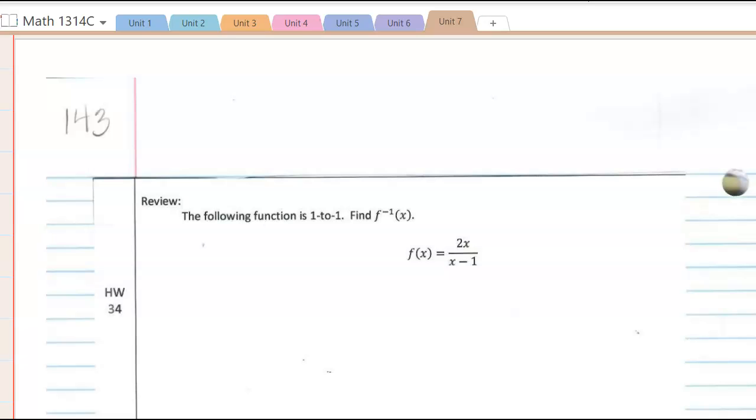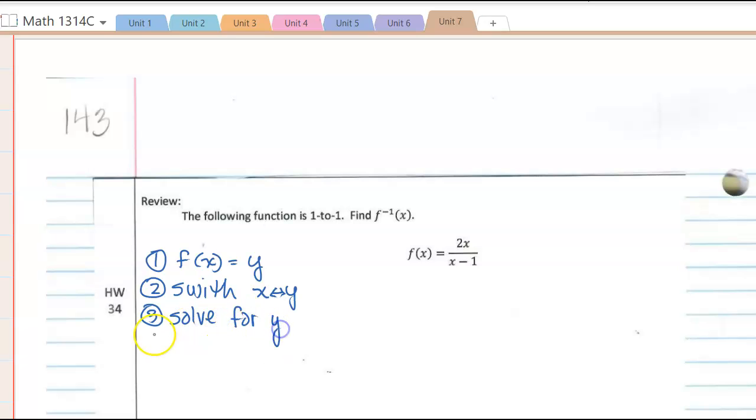The steps for finding the inverse function: the first thing we need to do is to make sure we change f of x into y. After we do that, we're going to switch the x's with the y's and y's with x's. Then we're going to solve for y. And then we're going to change the y into the inverse function of x.